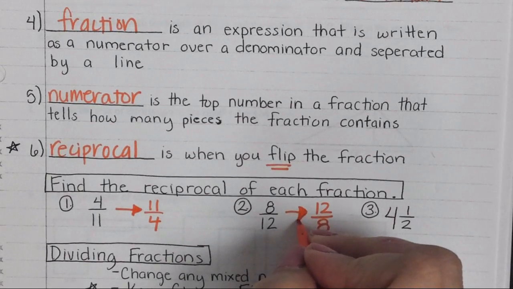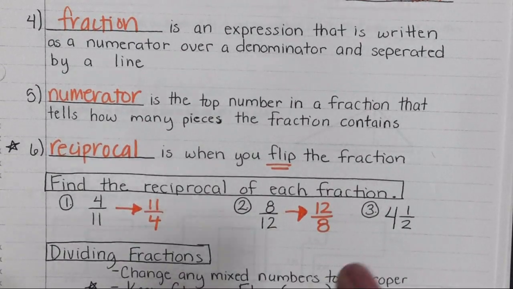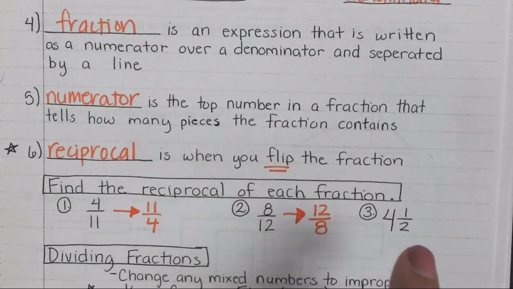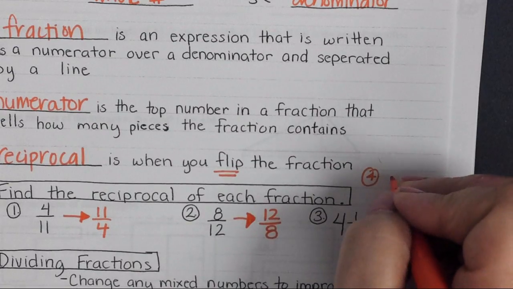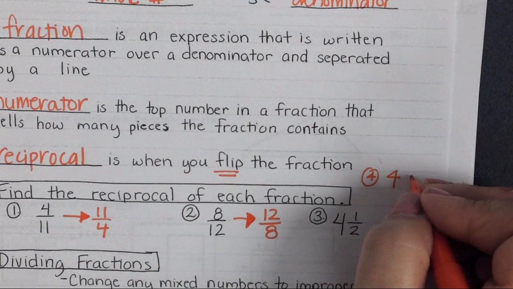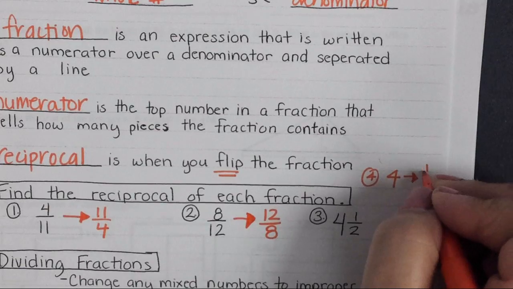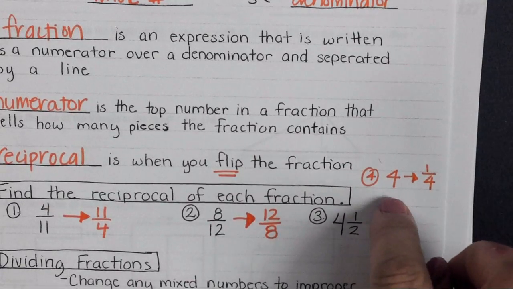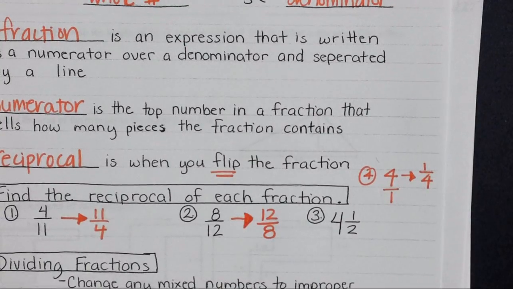So you may see a question that says, what is the reciprocal of this fraction? And you have to tell it. Let me ask you this, and we'll do a little bonus one over here. What would be the reciprocal of 4? Your reciprocal would be 1 over 4, because how do we know 4 as a fraction is 4 over 1? So 1 over 4 would be your reciprocal.